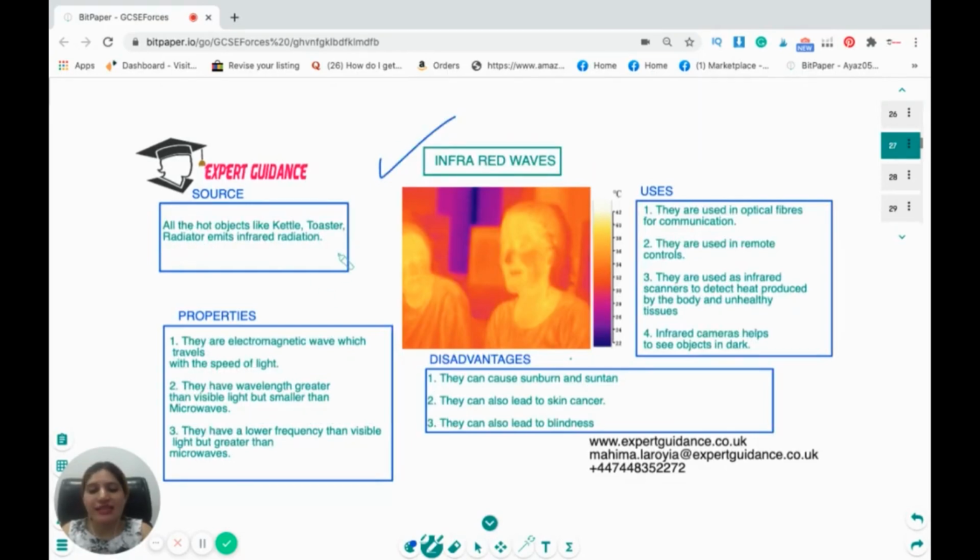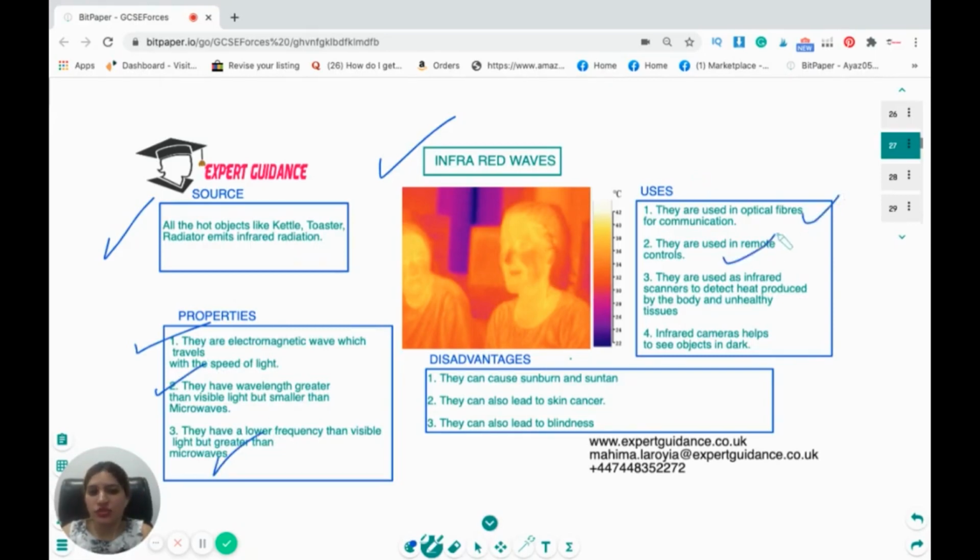All the hotter objects like kettle, toaster, radiator emit infrared radiation. They are electromagnetic waves which travel with the speed of light. They have wavelength greater than the visible light but smaller than the microwaves. They have a lower frequency than visible light but greater than the microwaves. They're used in optical fibers for communication.